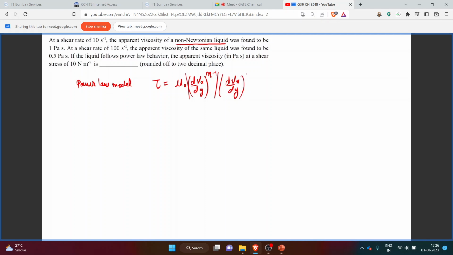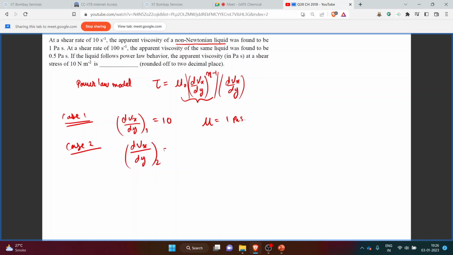Okay, now over here we have been given two different scenarios. Let's write for case 1, the shear rate, that is basically this term dvx upon dvy, we have been given as 10, and the apparent viscosity is 1 Pascal second, that is mu is equal to 1 Pascal second. Now for the second case, we have been given dvx upon dy equal to 100, and the viscosity of the same fluid was 0.5, mu equal to 0.5.